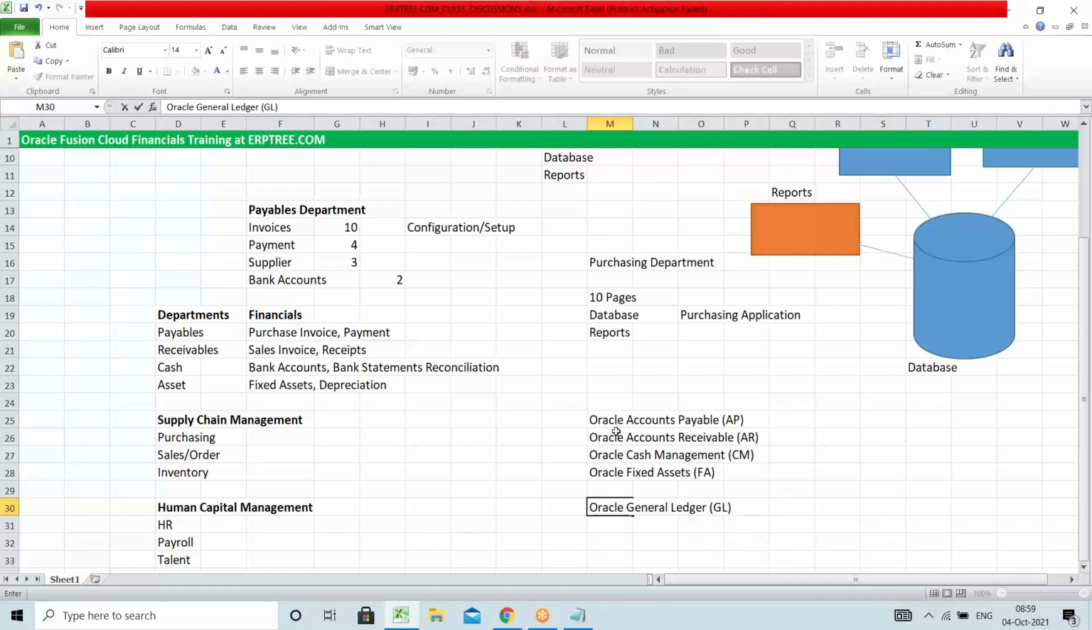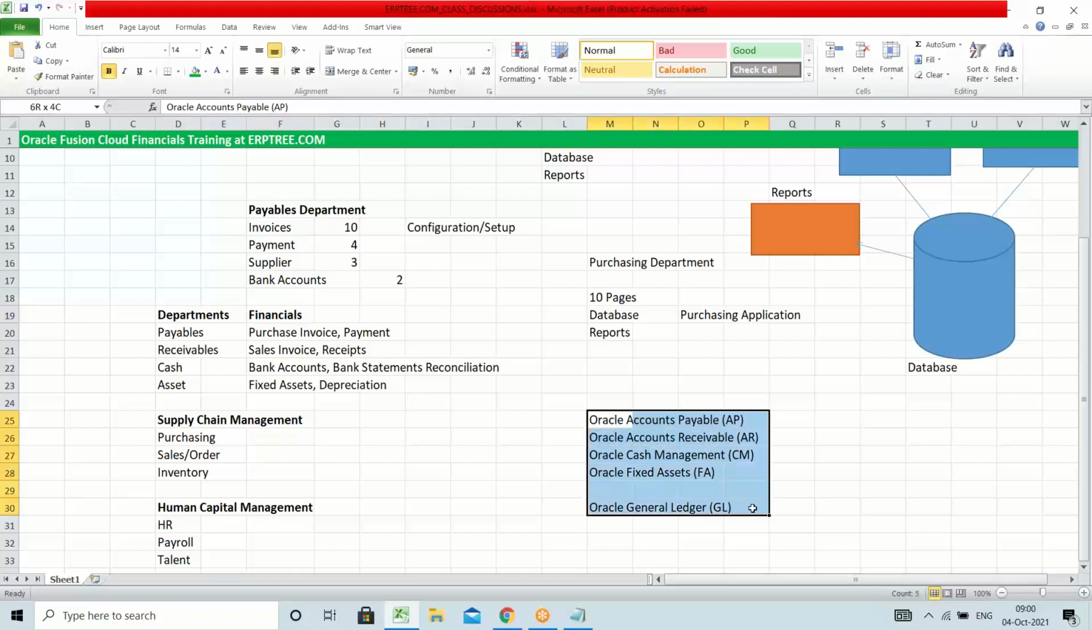GL. So what we'll do is, in these 4 applications, whatever data we have, we'll send to this application. In this application, you can prepare any reports. Now, these 4 applications are financials applications. These are the 4 we are going to learn primarily.